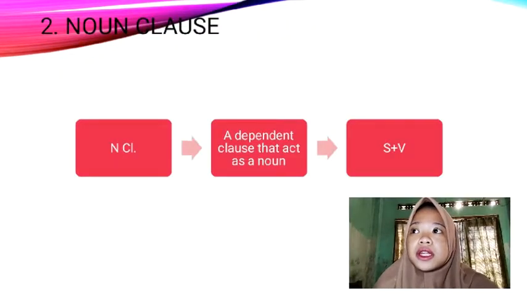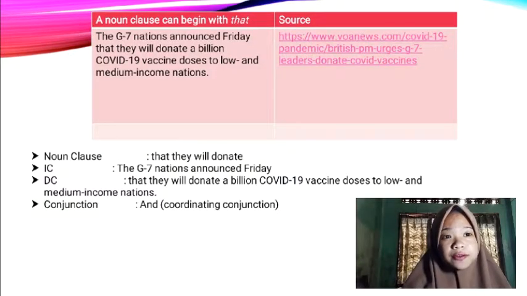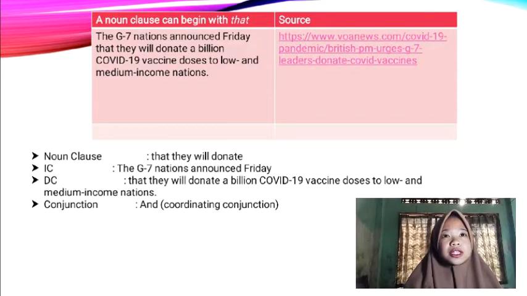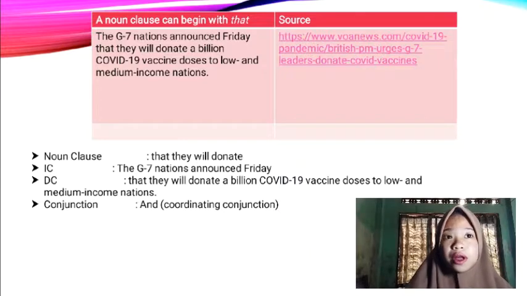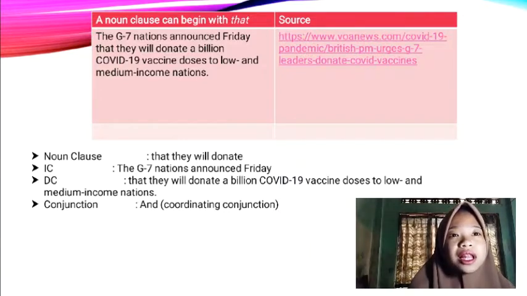Number two is noun clause, a dependent clause that acts as a noun. So this is an example of a noun clause. The G7 nations announced Friday that they will donate 1 billion COVID-19 vaccine doses to low and medium income nations. The noun clause is that they will donate, and the independent clause is the G7 nations announced Friday, and the dependent clause is that they will donate 1 billion COVID-19 vaccine doses to low and medium income nations. And the conjunction is and. It is a coordinating conjunction.